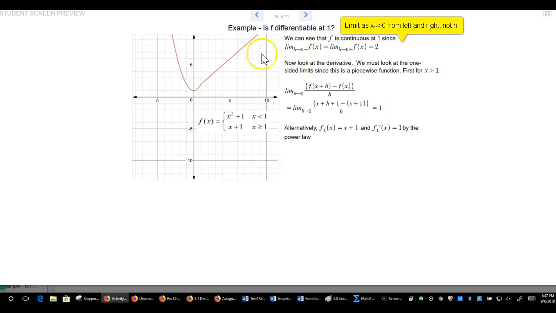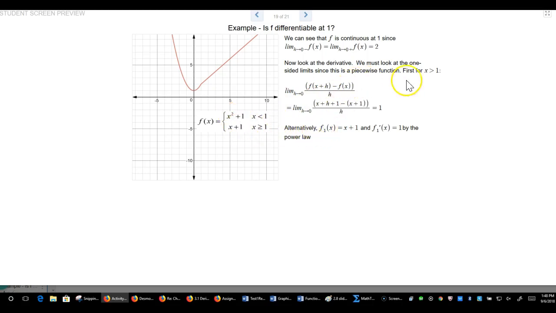Another problem that you might see is you might be given a graph and asked to find where the function is differentiable, or whether it is differentiable at a certain point. So of course we have the proverbial piecewise function. We want to look at the limit from the right and the left. Before we would have used the limit definition, but now we can look at each piece.